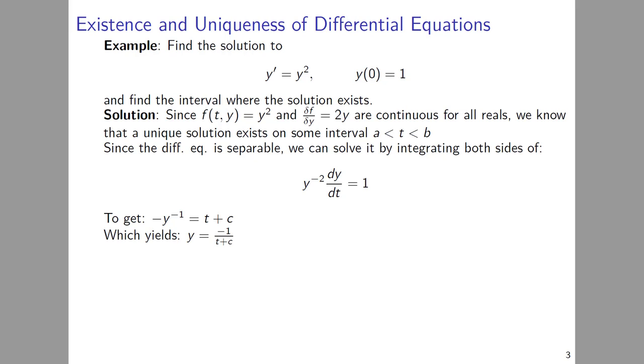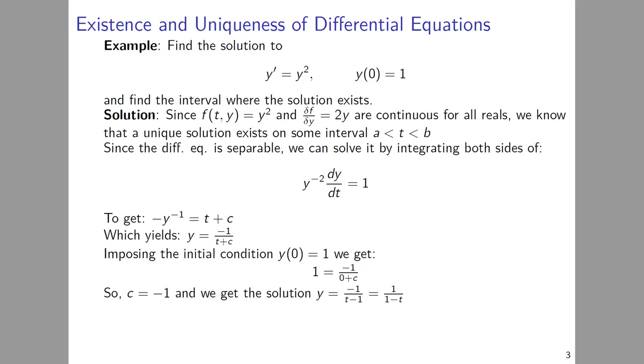And now that we found this solution, up to the constant c, we can impose the initial condition y of 0 equals 1 to find what c is. Plugging in 1 for y and 0 for t, we get that 1 equals negative 1 over 0 plus c, and thus c must be negative 1, giving us the solution y equals negative 1 over t minus 1, which is equal to 1 over 1 minus t.